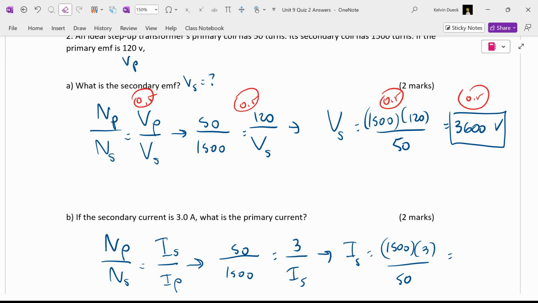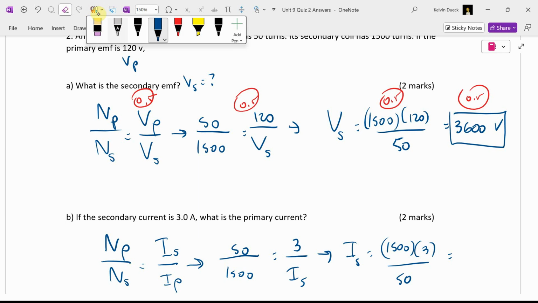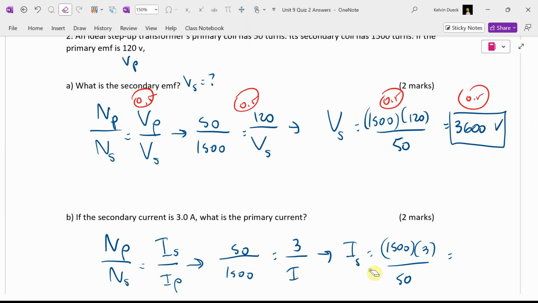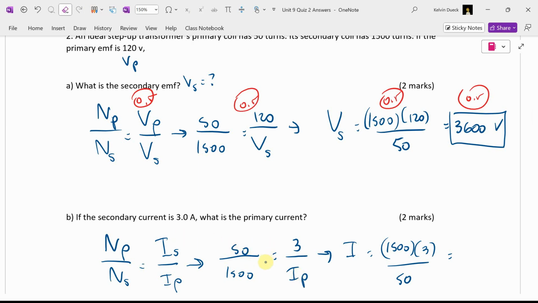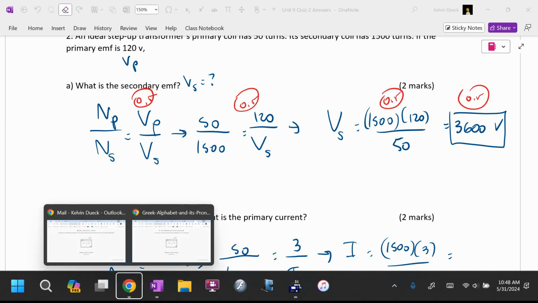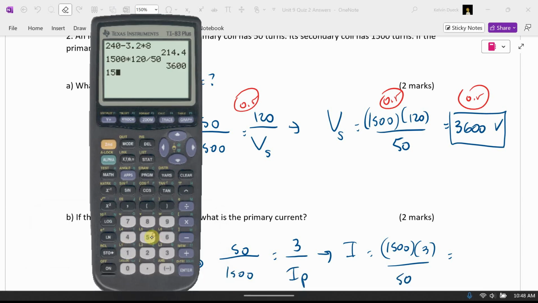90? Oh, it's one in the primary current, Mr. Dueck. And I labeled it wrong. I put it in the right place, I think, but I labeled it wrong. Because primary is on the bottom, is it not? Yes. So it'd be that times, okay, I did that right. Now what's the answer, Mr. Dueck? After that slump, you better recover. 1500 times 3 divided by 50. Is the primary current 90 or 9? 90.